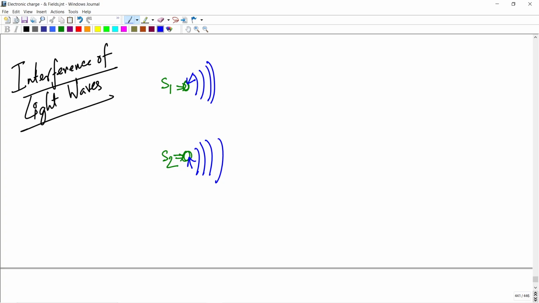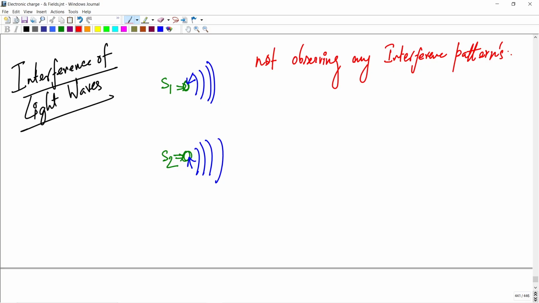Why do we not observe any interference pattern? Because these two sources, actually these two sodium lamp sources, are out of phase. They are not in the same phase. Means they are incoherent sources.